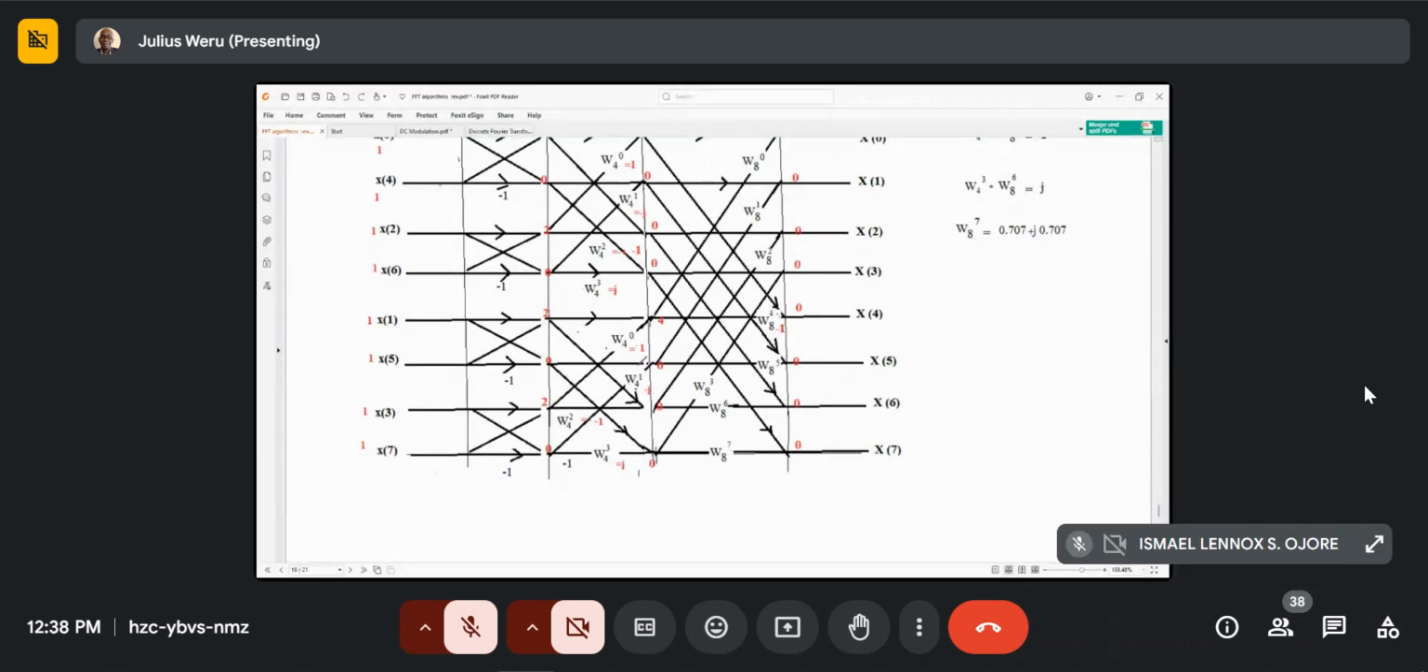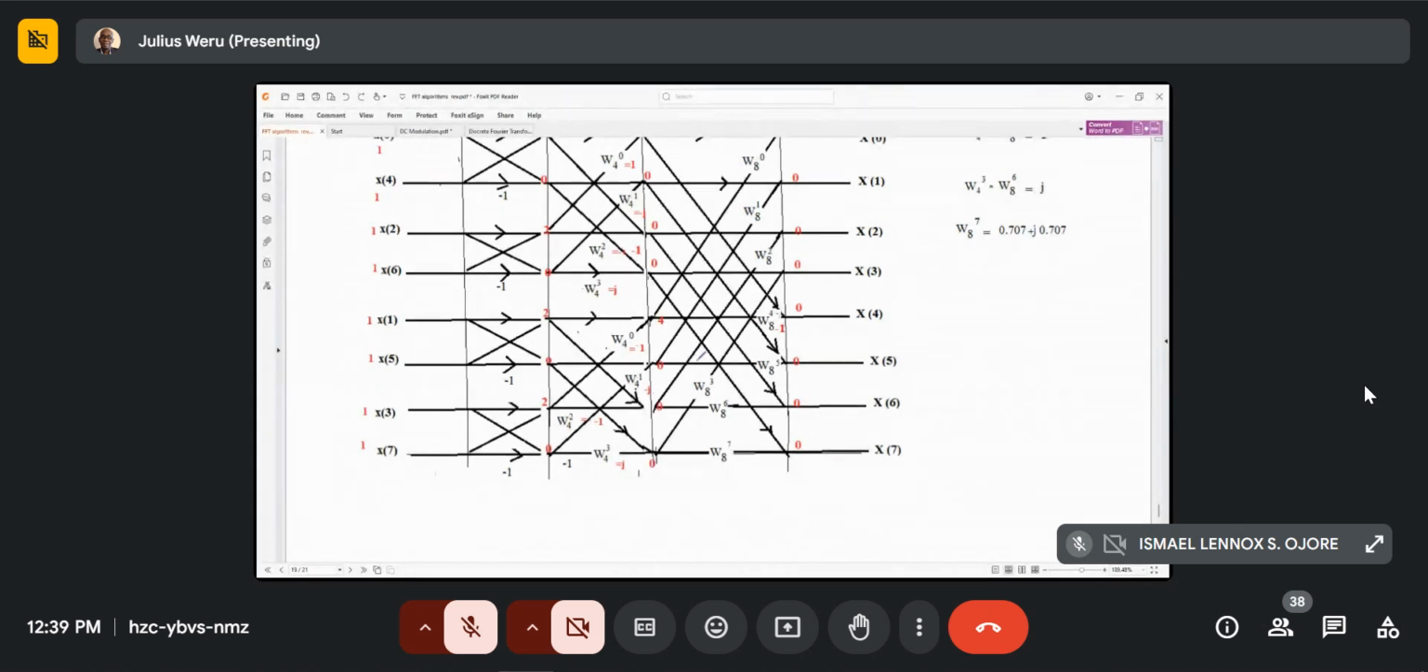I have a question. If you are given a signal x of n which has 4 samples, and the impulse h of n has 2 samples, the convolved signal's length should be 4 plus 2 minus 1, which is 5 samples. Can you use a 4-point DFT to do the convolution? No. You'd have to use a 5-point DFT.